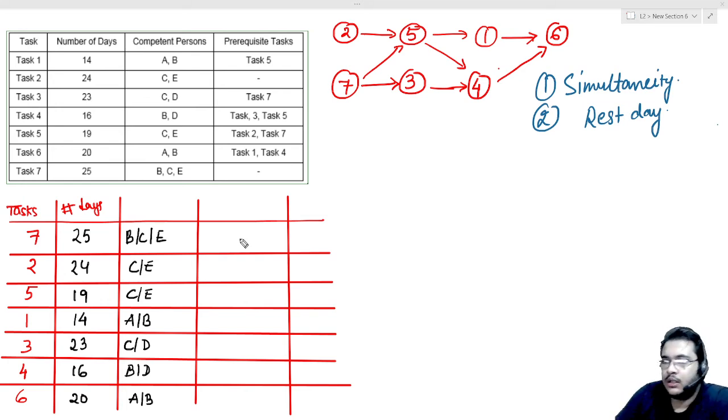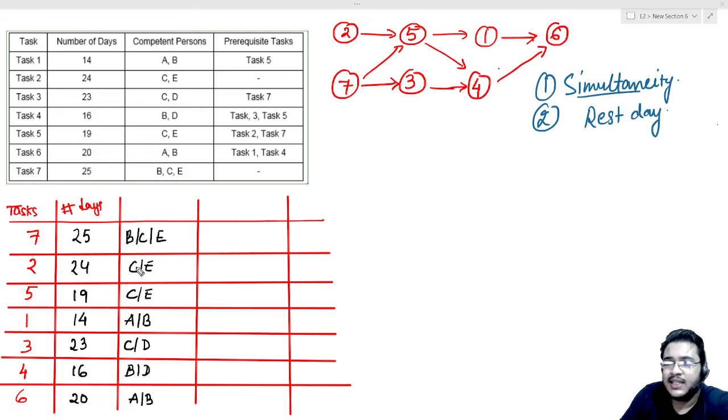Okay, so now let's start filling the table. So simultaneity. What does simultaneity mean? Simultaneity means a simple thing, that two persons can simultaneously start the job, and that can only happen if they are two separate people. One person can't do two things, right? That was the limiting criteria.